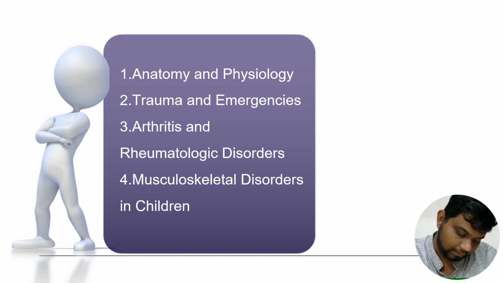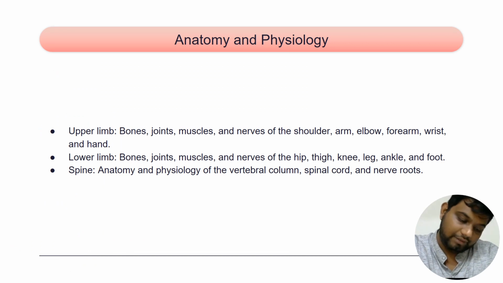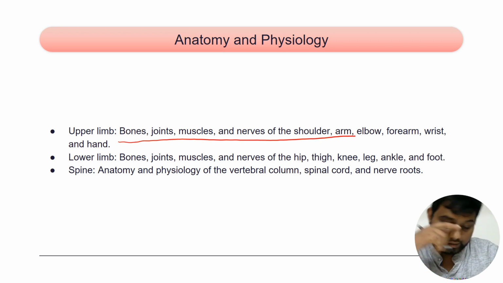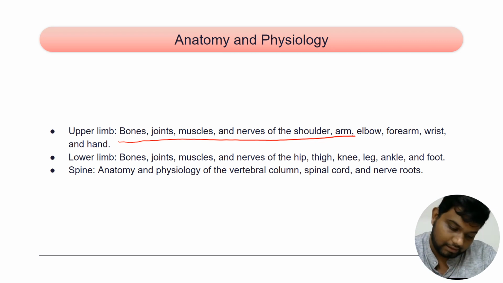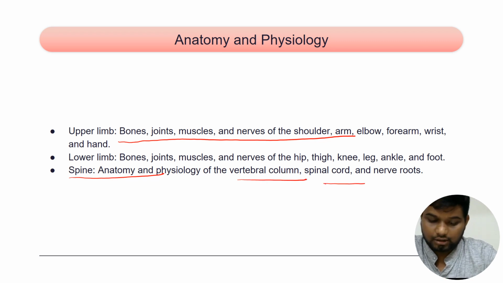Speaking about anatomy and physiology, we have the bones, joints, muscles and nerves of the entire upper limb and the entire lower limb. You have to remember that the distal areas are especially important, and all the named fractures related to them are very important. And then you have to understand the anatomy of your spine: the vertebral column, spinal cord, and nerve roots.